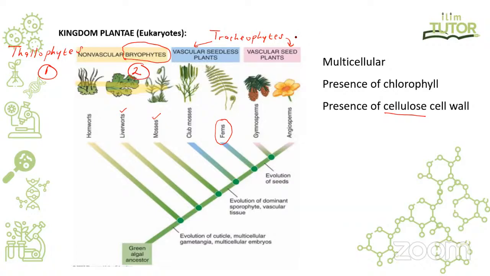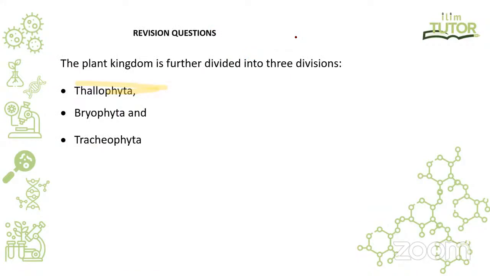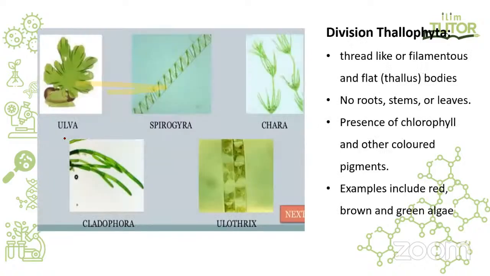Now, we're not doing any revision question yet. So let's have a recap of what I just said. I said we have three groups under kingdom Plantae. We have the thallophytes, the bryophytes, and the tracheophytes. So let's start with the simplest of all of them, which is the thallophyte. When you hear the word thallo, what should come to your mind is the word thallus. So when we say thallus, we are saying that we have flat bodies like this one here, or filamentous bodies like what we have in Spirogyra. So they could have flat or filamentous bodies.